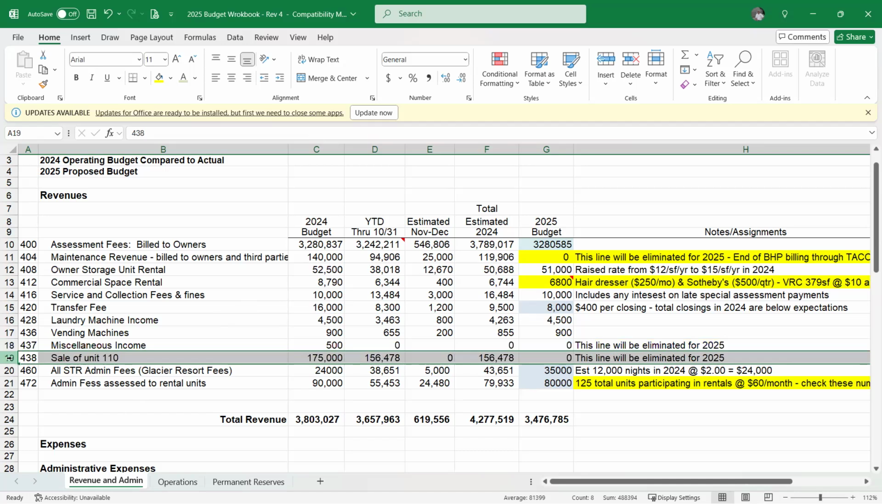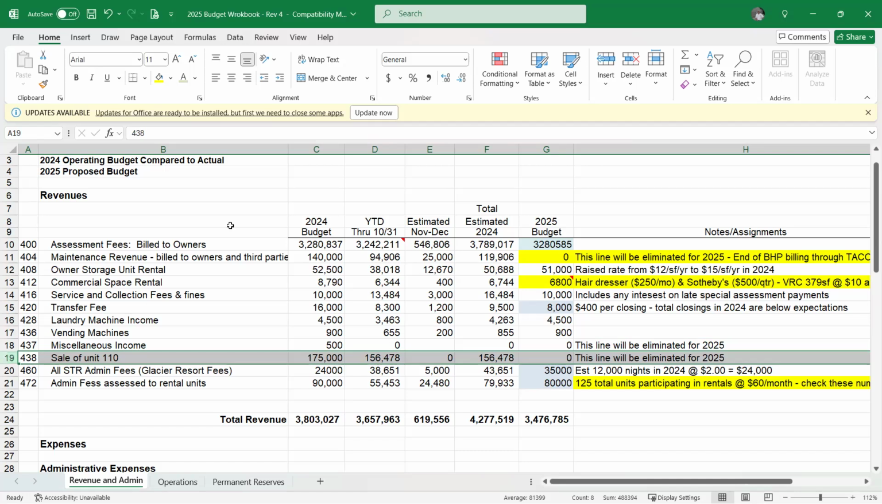This year we had the sale of Unit 110. We hoped to get 175,000 net revenue out of that. We didn't. The market softened up. We had a hard time getting it sold. We finally sold it to the owner of the unit next door, who I think is renting it now, but plans to turn it into a 2-unit combo at some point. We sold it for 165,000 and we netted out 156,000 and change.